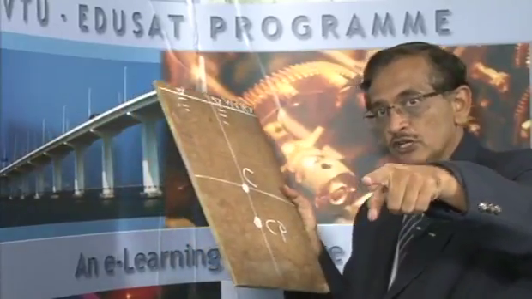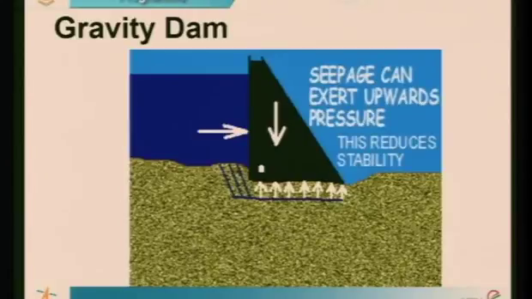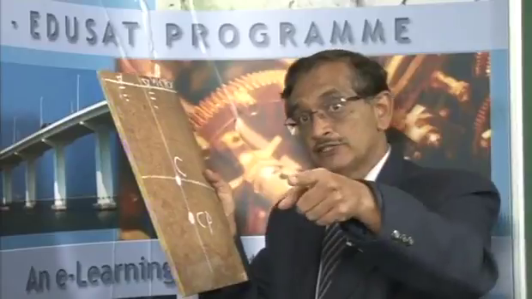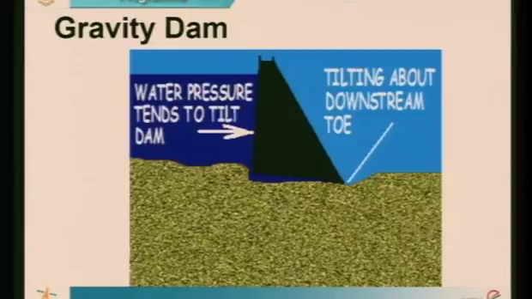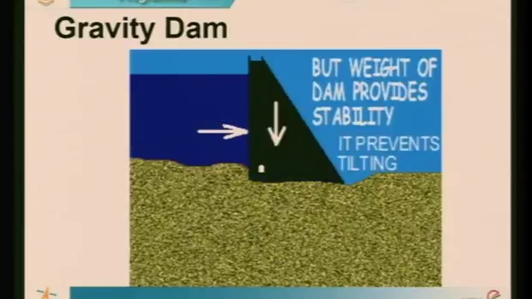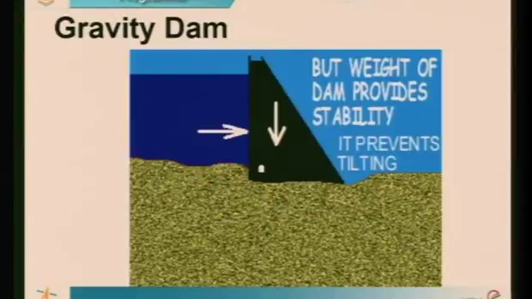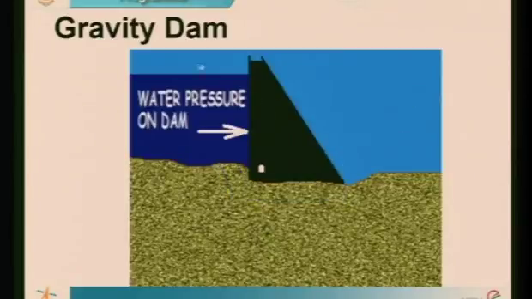You can see in the animation water pressure is there, but its weight is mainly responsible to keep it in position. But at the same time, you can see if I am tilting, there is an uplift pressure also. So the uplift pressure is reducing the effective weight. So these are the important things we need to consider when we design a gravity dam. What is the hydrostatic force, what is its own weight, and what is the uplift pressure. Apart from this, there could be an earthquake pressure also.